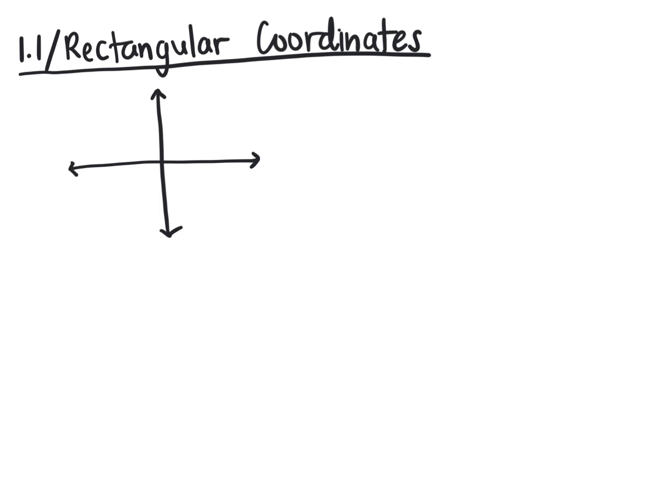The side to side line, the horizontal line, is your x-axis. Label it. The up and down line, the vertical line, is your y-axis. Label it. And the origin is in the middle, that's your (0, 0).